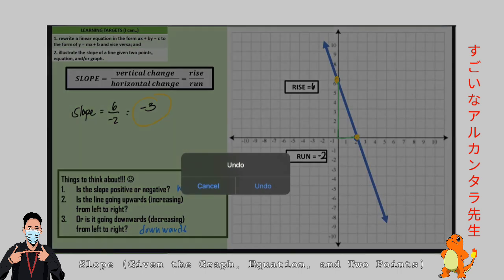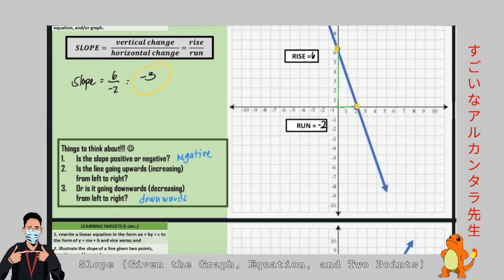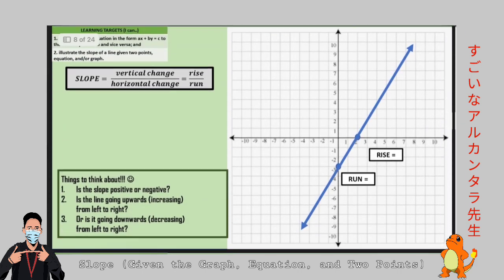Let's have another example. Let's have this one right here. So we have 2 points again. It doesn't matter where you start. For example, I wish to start with this point right here instead of this one. Well, it's not that complicated.